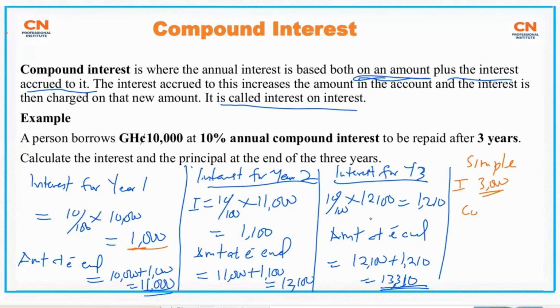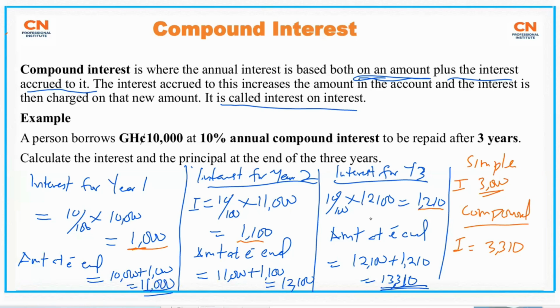But with the compound interest, year one is 1,000, year two is 1,100, year three is 1,210. So you see that when you sum the three, the interest becomes 3,310 under the compound. Hope you're following. So I'm sure you now see the difference between simple interest and compound interest.